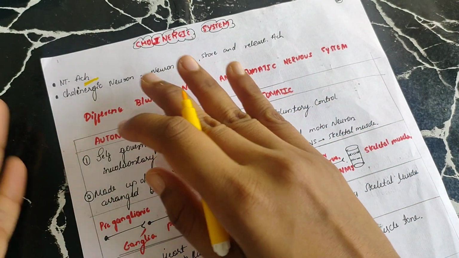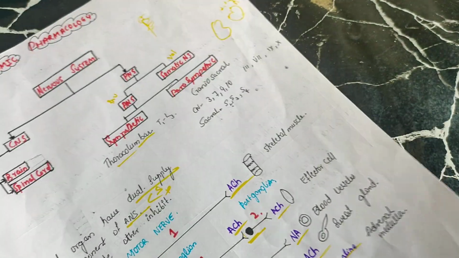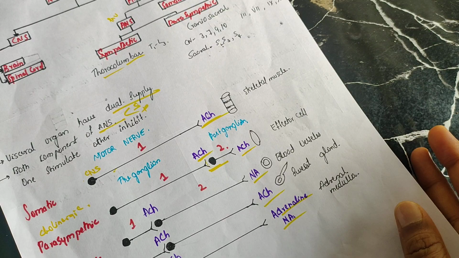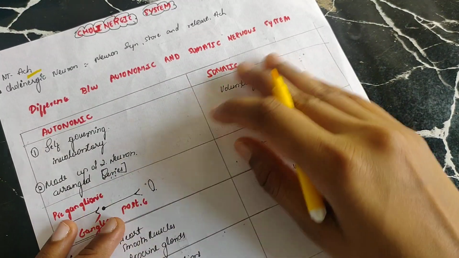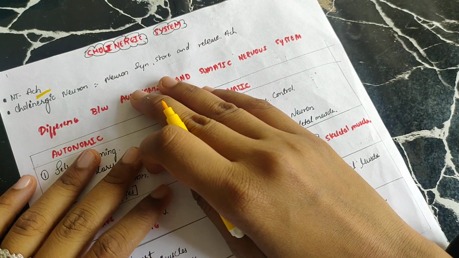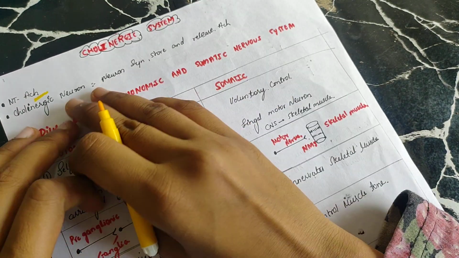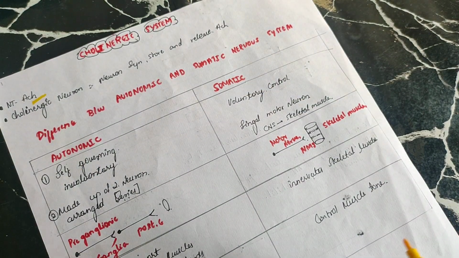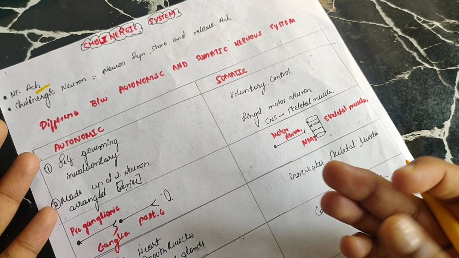You need not mug up everything, because I'll be explaining each and everything in detail. So you need not mug up anything. Just watching the video once is more than sufficient. You will remember automatically. So cholinergic neurons are the neurons which synthesize, store, and then release acetylcholine.